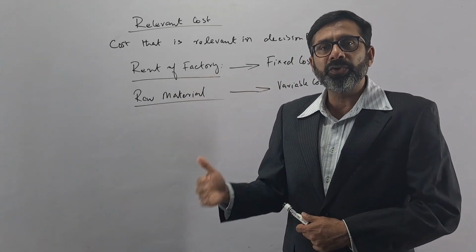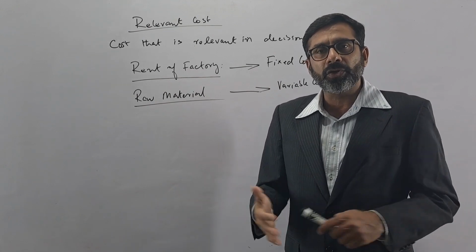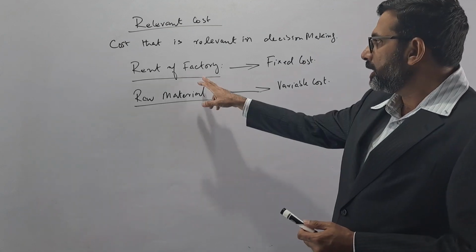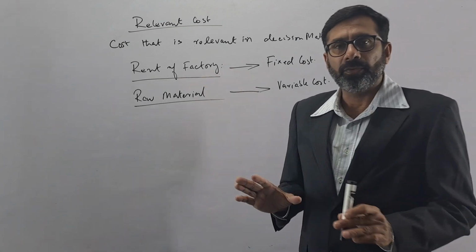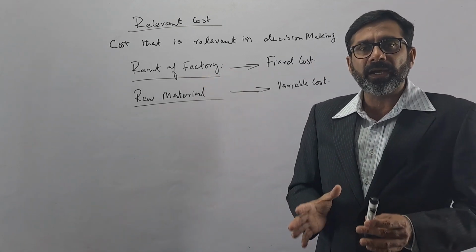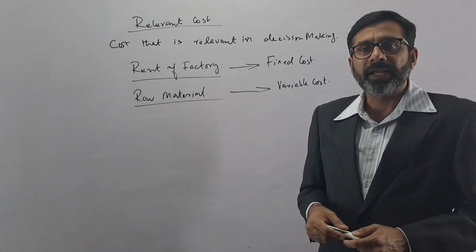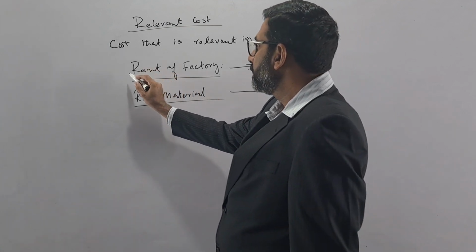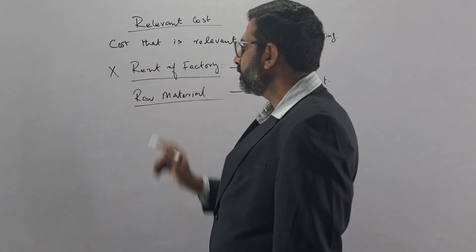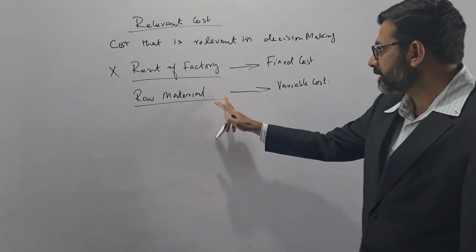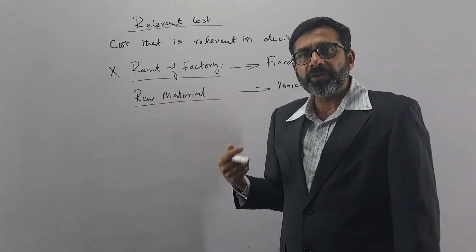So while making a decision either to start a new project or not, or to get some new order or not, should they consider the rent of the factory? Obviously no, because if it is within the limit or scope of that, it is not relevant. So we can say that the rent of the factory is not relevant while making the decision. Now the next thing is the cost of the raw material.